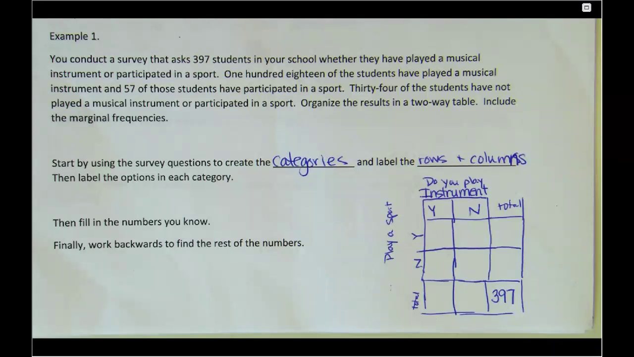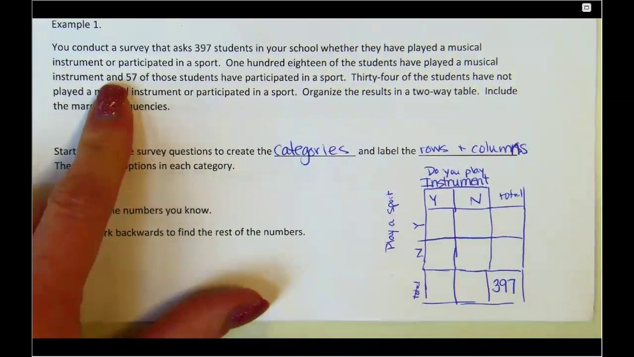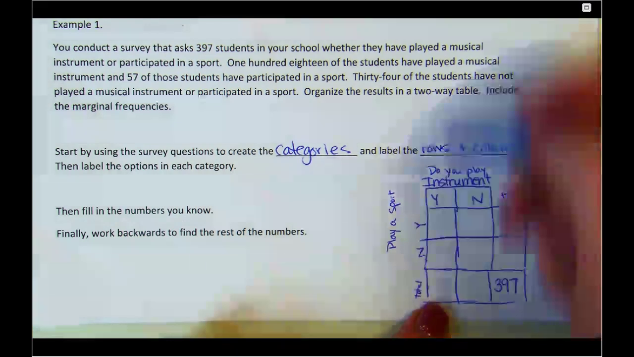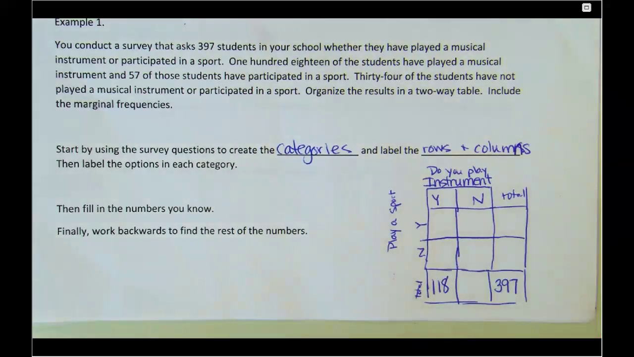If you start a sentence with a number, you have to write it out in words. So sentence 2 starts with a number. It says 118 of the students have played a musical instrument. So pause. 118 students have played a musical instrument. Where does that 118 go? Bottom left. That's the total of the people who have played an instrument, 118.